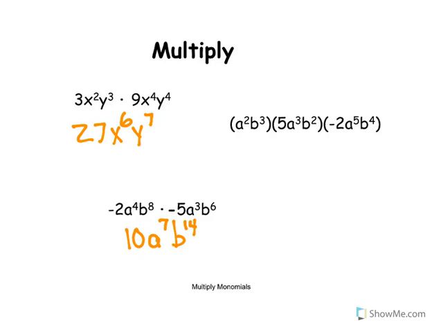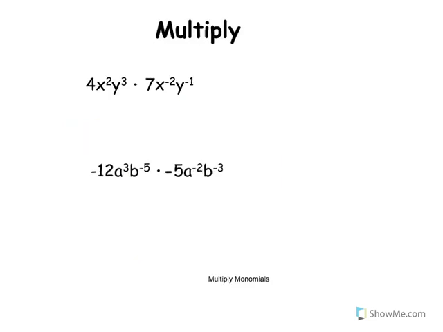1 times 5 times negative 2 is negative 10. I add up all my powers of A. I add up all my powers of B. All right, 4 times 7 is 28. I add up my powers of x. I add up my powers of y. Since x to the 0 is equal to 1, I simply end up with 28y squared.